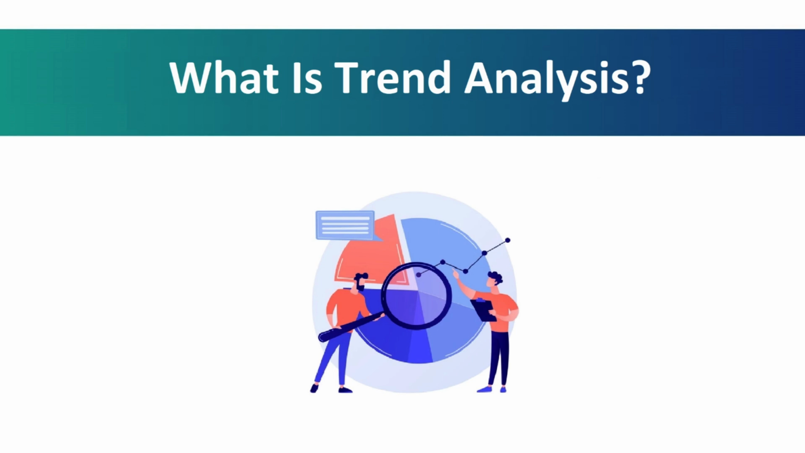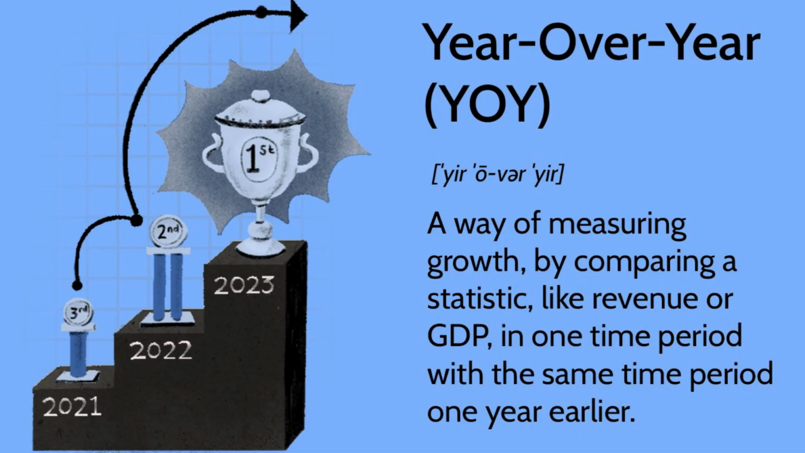For instance, in healthcare, year-over-year trend analysis can be used to track patient outcomes. Suppose a hospital had 100 patients with a certain condition in 2020, and 80 of them recovered fully, while 20 had complications. In 2021, the hospital had 120 patients with the same condition, and 90 of them recovered fully, while 30 had complications.